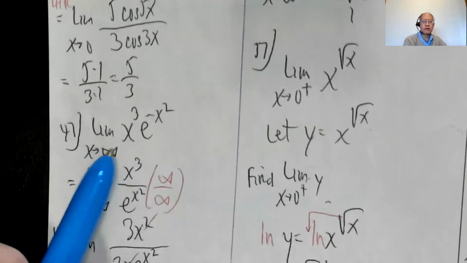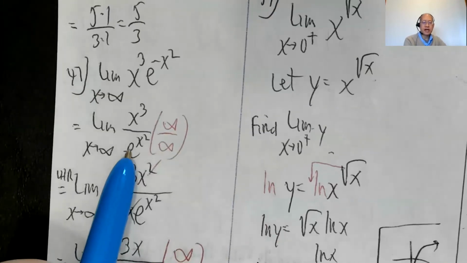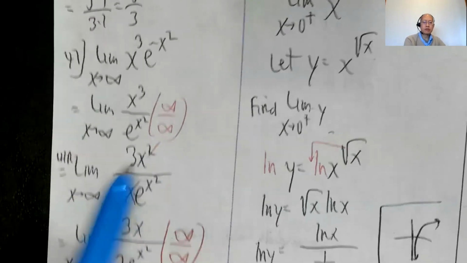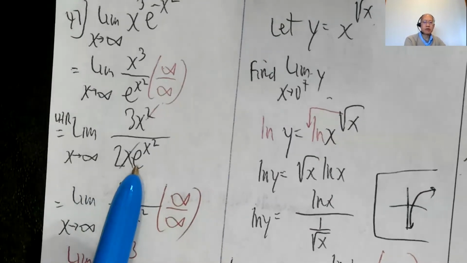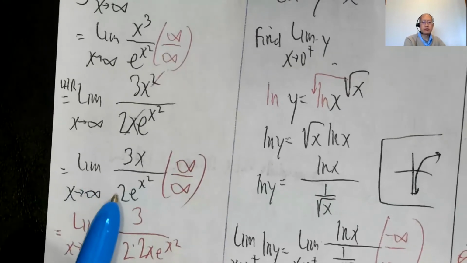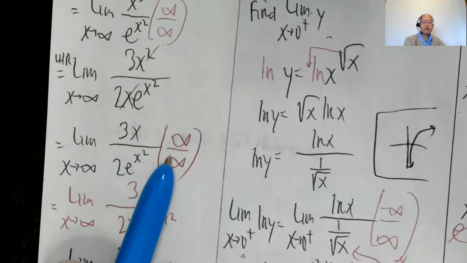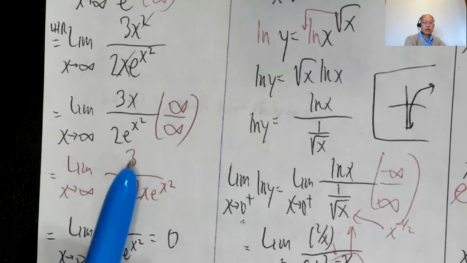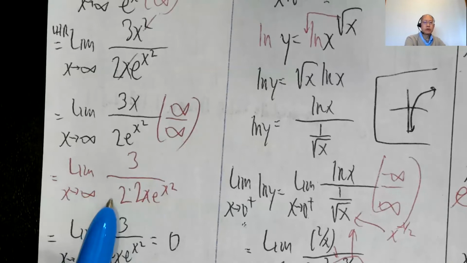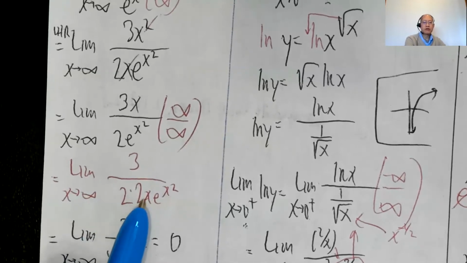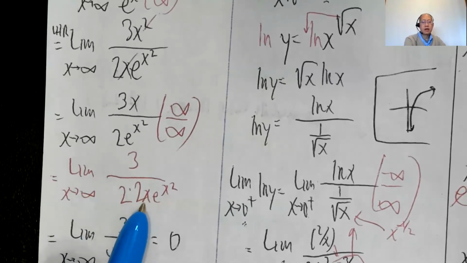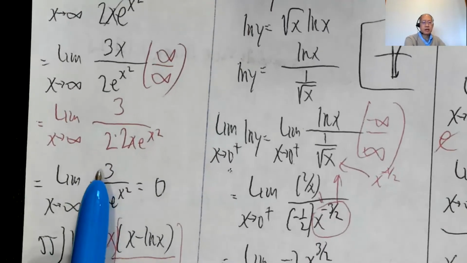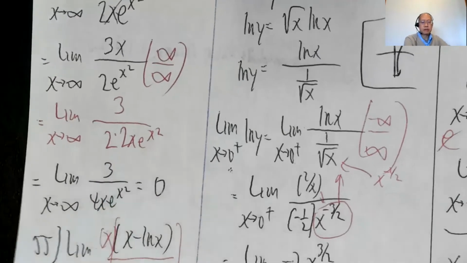47, limit x approaches infinity of x cubed over e to the x squared. That's infinity over infinity. L'Hopital's rule applies. Derivative of the top is 3x squared. Derivative of the bottom is 2x e to the x squared. After canceling, I get 3x over 2 e to the x squared. That's still infinity over infinity. So L'Hopital's rule applies again. So I get limit x approaches infinity 3 over 2 times 2 e to the x squared times 2x. Okay. And now when x gets big, the top stays 3, the bottom gets big, so the ratio is 0.